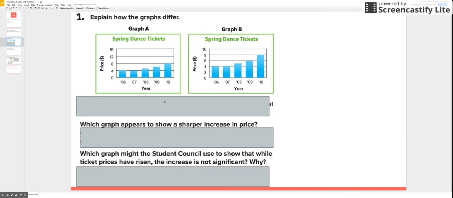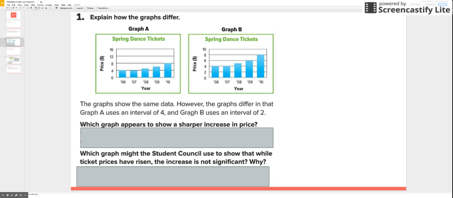The first thing that jumps out at me is that the intervals for the prices are different. Also, the price in 2010 looks like it really shot up in comparison to the price in 2010 here. But when you actually look at the data, in 2010, it's still $8. So the major difference that I notice is that the graphs show the same data.